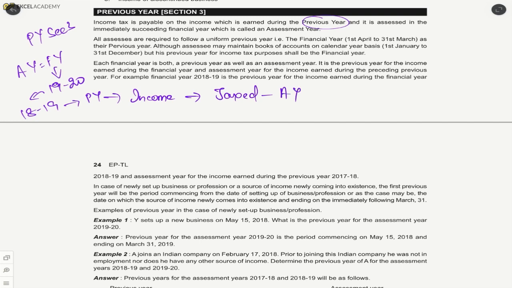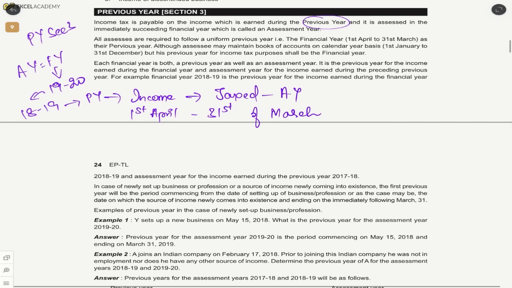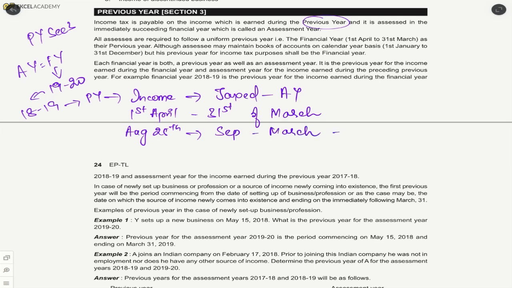That's all. So now let us say someone started earning sometime in the middle of the previous year. Let's say the previous year always starts on 1st of April and ends on 31st of March. But in this case, the assessee started earning, maybe that person qualified as a company secretary on August 25th and he started earning from the month of September. So he would have earned from September to March. In this case, for the assessee, the previous year would be 1st September 2018 to 31st March 2019. So whenever he starts to earn his income, that is when his previous year will start. From next year onwards, it will be always from 1st April to 31st March.